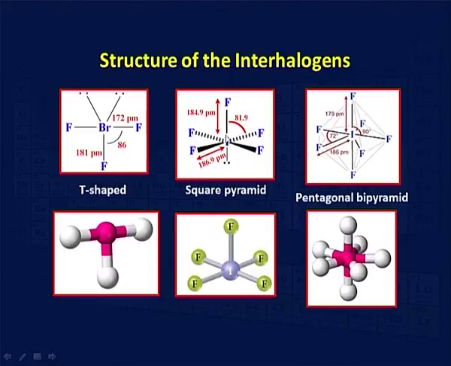This is the square pyramid structure of IF5, AX5 type, iodine pentafluoride. This is the pentagonal bipyramid structure of iodine heptafluoride, IF7. These 5 fluorines are in one plane and these 2 fluorines are above and below the plane of the pentagon. Now, the properties of AX type diatomic interhalogens.